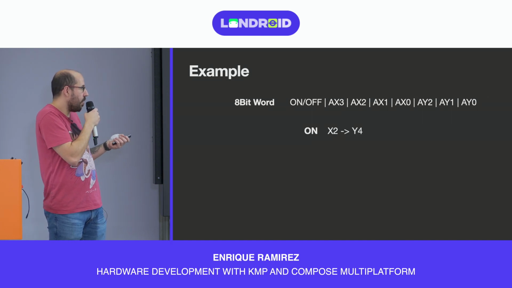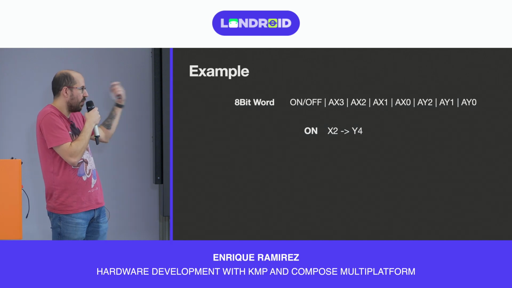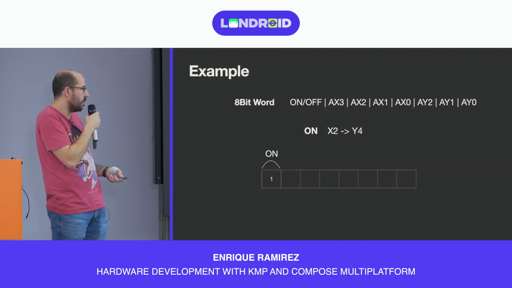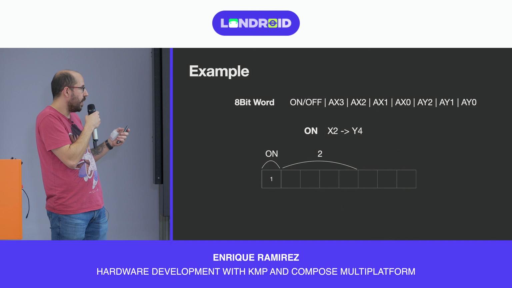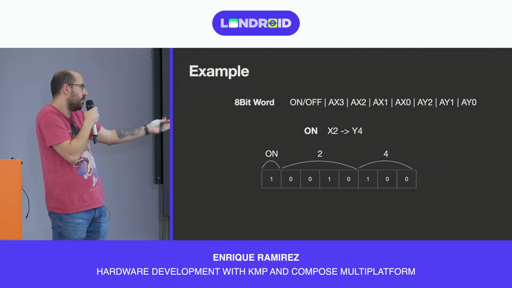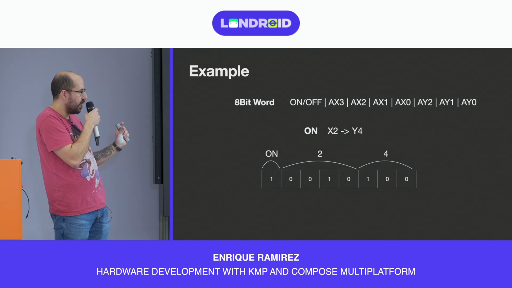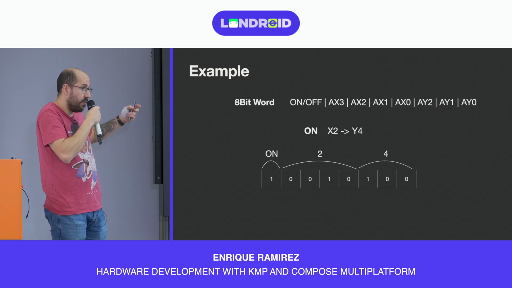A simple example of how you build one of these commands is, let's say we want to connect input 2 with output 4. X is input, Y is output, I forgot to mention, and we want to set that on. So on will be the most significant bit, and then in binary we just have 2 in binary, and then 4 in binary as well. As simple as that. The only reason why the middle one has an extra bit is just for alignment to make it 8 bits in total.